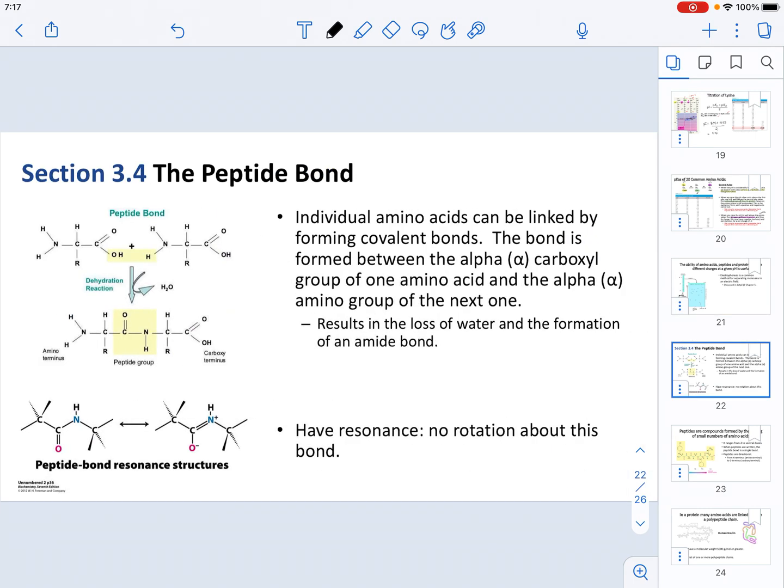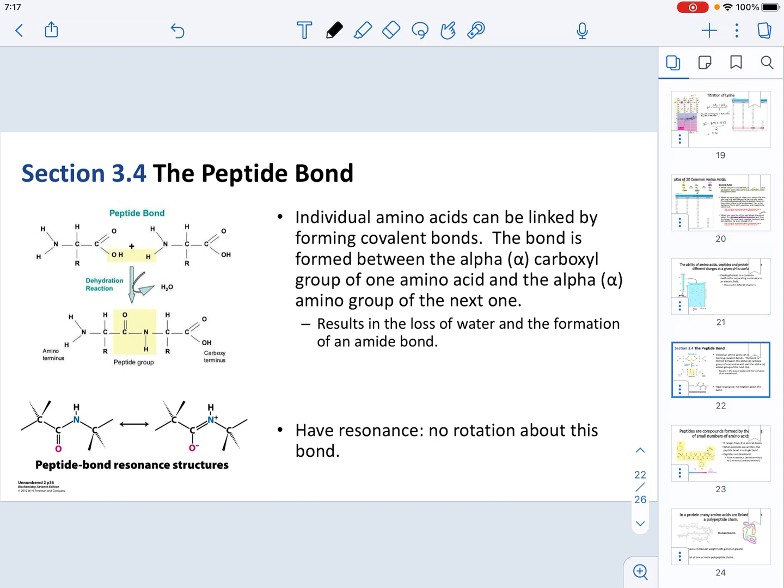Now we're going to proceed to discuss the topic in section 3.4, which has to do with the peptide bond. So far, we have discussed the properties of amino acids and how they behave individually. Understand that individual amino acids can be linked by forming covalent bonds. This covalent bond that is going to link two amino acids is going to happen specifically at a particular area of the amino acid.